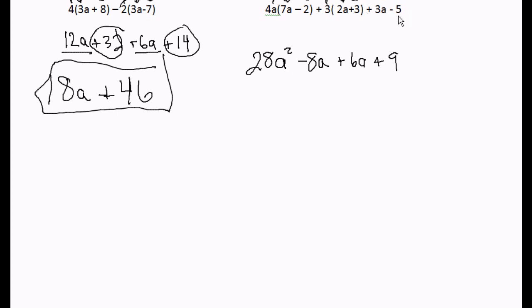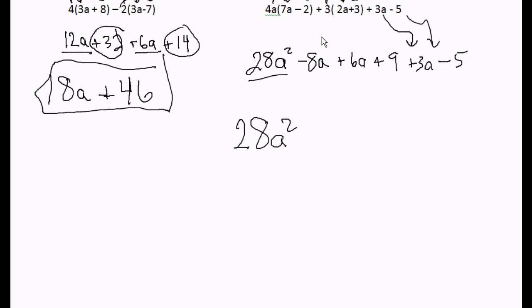Now here's some numbers outside the parentheses. You can't distribute to them. You can only distribute or multiply times each term in the parentheses. We still have to add these to our problem, 3a and a minus 5. So these are still part of the problem, but they just don't get distributed to because they're not in the parentheses. Now we're going to combine like terms. 28a squared. There are no other a squares, so my answer is going to have 28a squared in it.